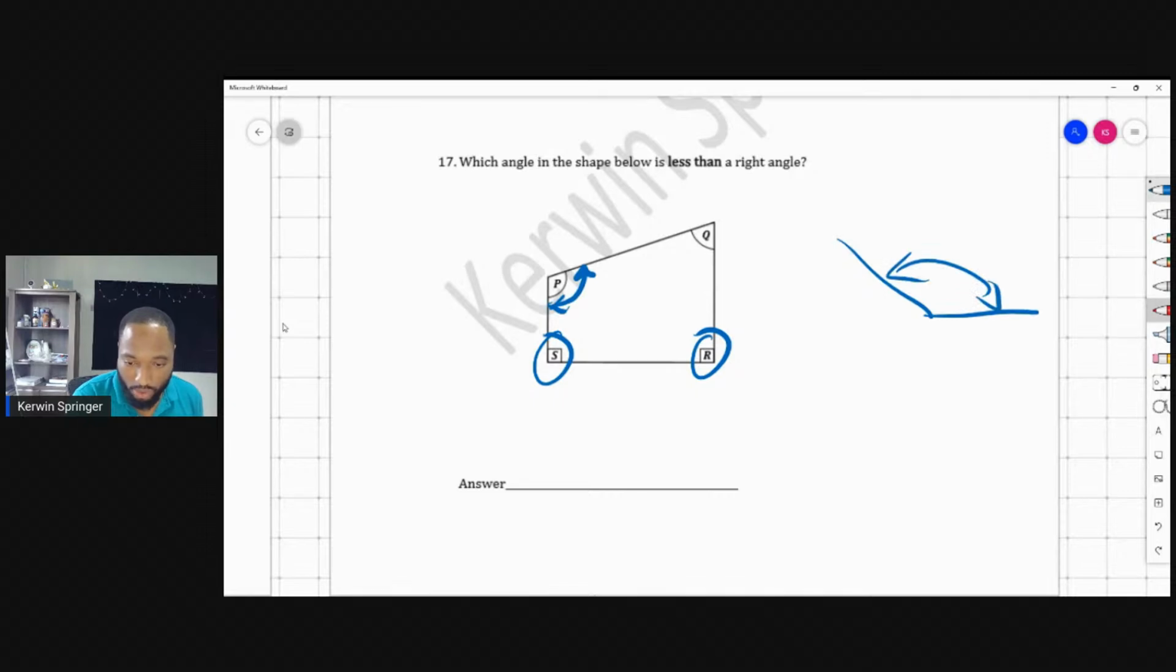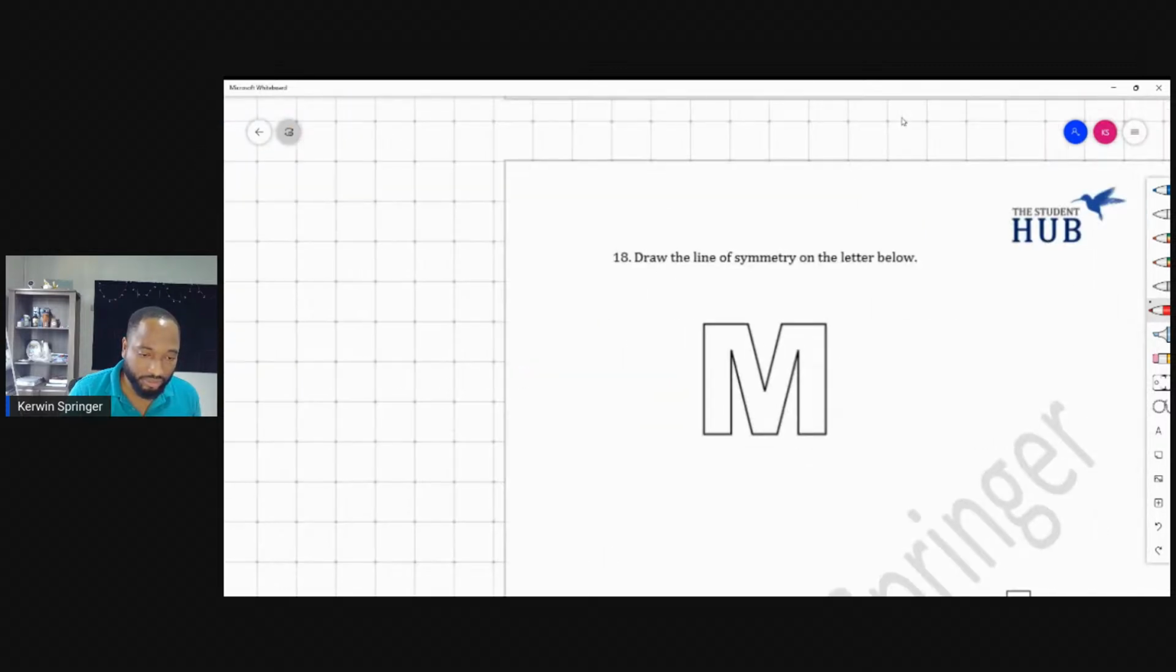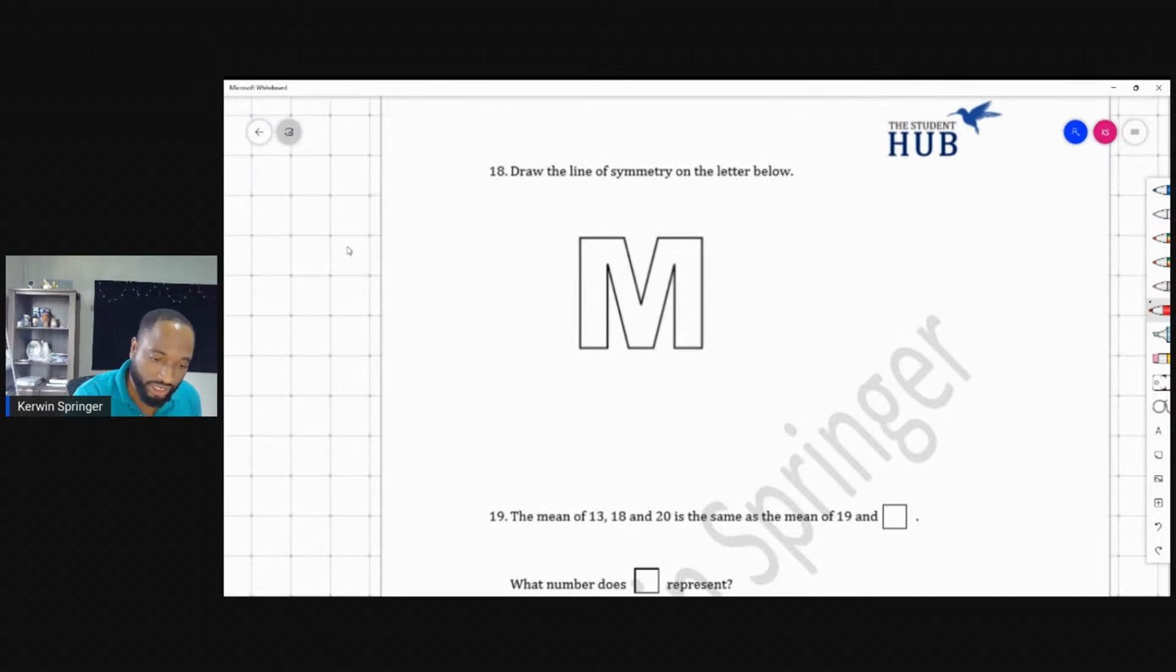Obtuse angles are more than 90 degrees and less than 180 degrees. So this is an obtuse. Which is less than a right angle? This is the only one that is less than the right angle. It's really small, the smallest of them all. That's an acute angle.